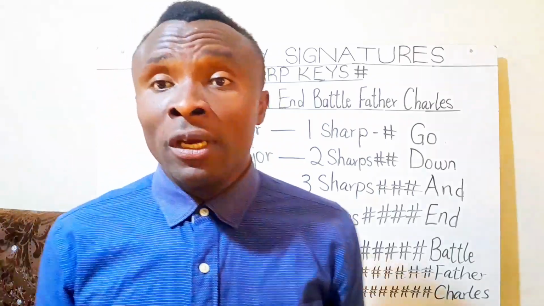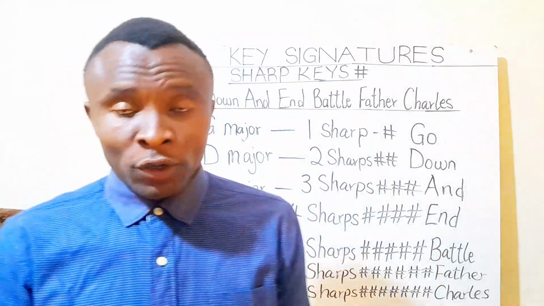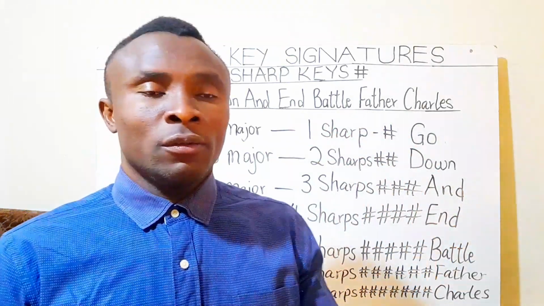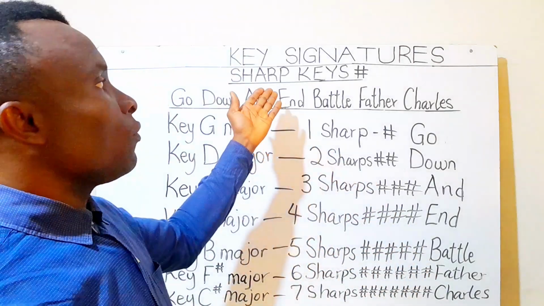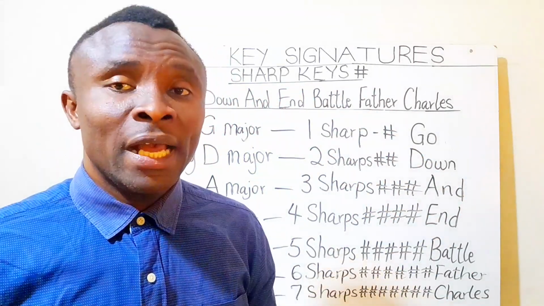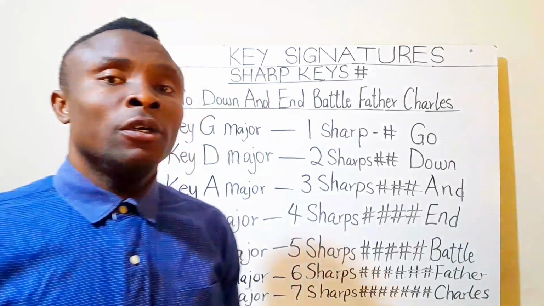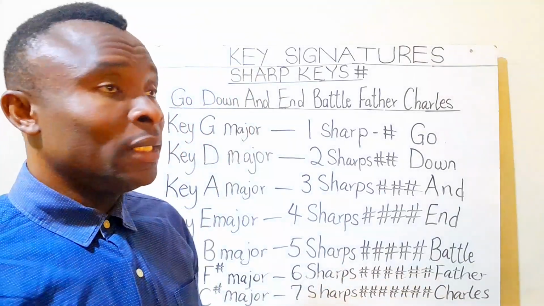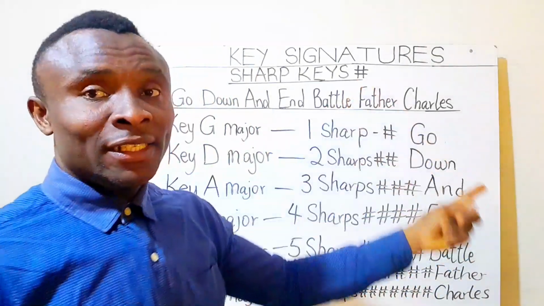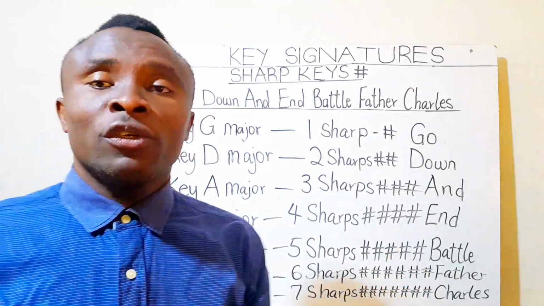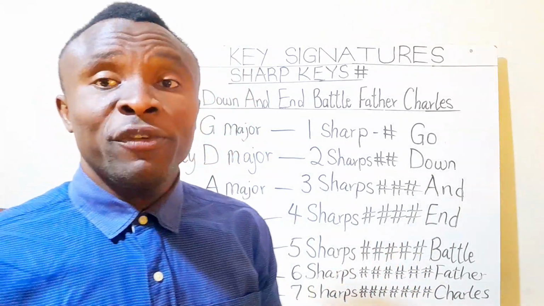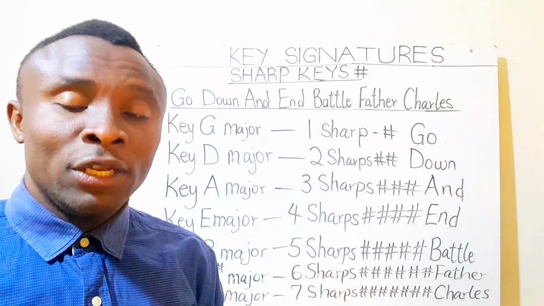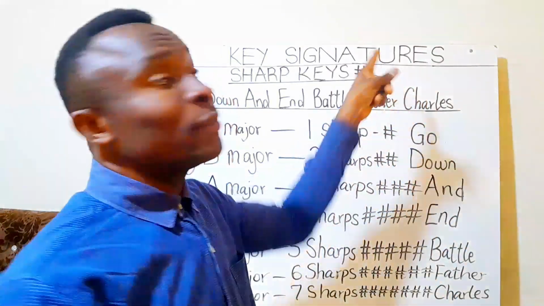And in order to delve deep into the topic of the day, let us understand the fact that in staff music, keys of songs are not indicated or written in alphabetical form. Rather, they are represented either by sharp signs or flat signs. But for the purpose of this particular episode, we are going to be focusing on the sharp keys. So we'll be dealing with keys that are represented or indicated with the sharp sign.